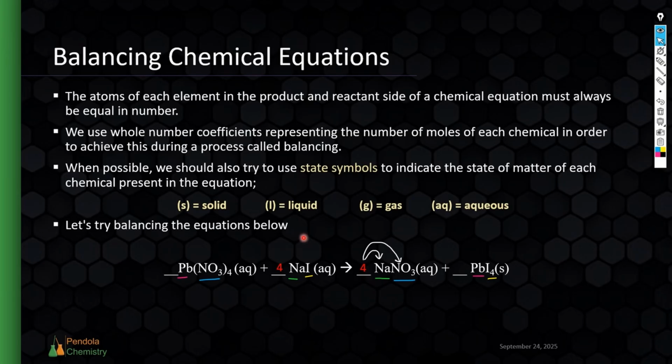That means that on this side, we need to put a 4 in front of the NaI because the 4 sodiums here need to be balanced out on this side. So the 4 sodiums are going to balance out, but then that 4 also goes to the iodine, which gives us 4 iodines, which we have on this side. That gives us 4 iodines, 4 iodines, 4 sodiums, 4 sodiums, 4 nitrates, 4 nitrates, and then 1 lead here, 1 lead here. So with those two 4s, this equation is balanced.